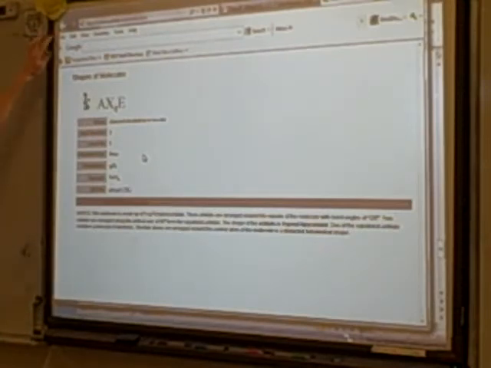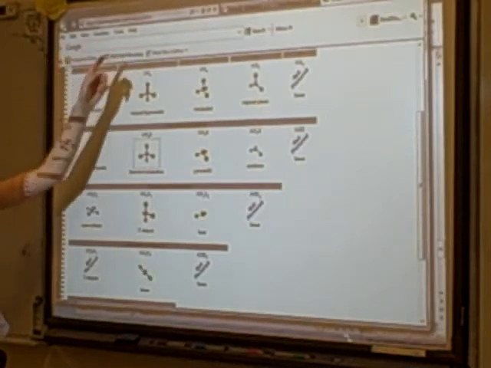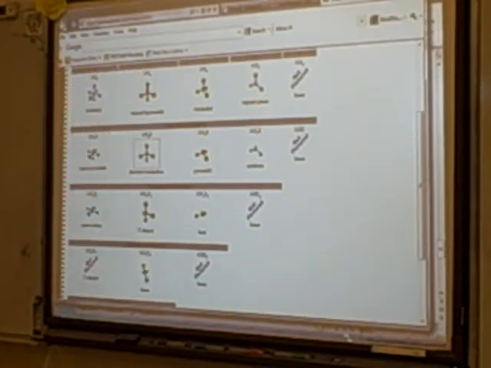A student made this, I believe, for Paul Groves, and this is his website. Thank you, Paul. So chemibear.com, go to the molecular animations.